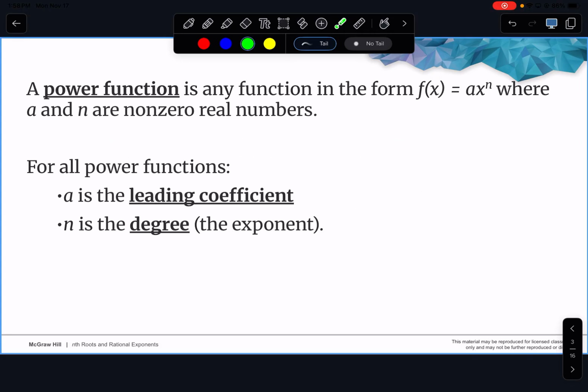Okay. So to start out, a power function is a function in the form of ax to the n. Okay. A and n are non-zero real numbers. A is your leading coefficient. Okay, we've already kind of talked about A being that leading coefficient. And then n, we've talked about that when we were talking about x to the n to the m and doing that stuff. So using n as the exponent is not really new.